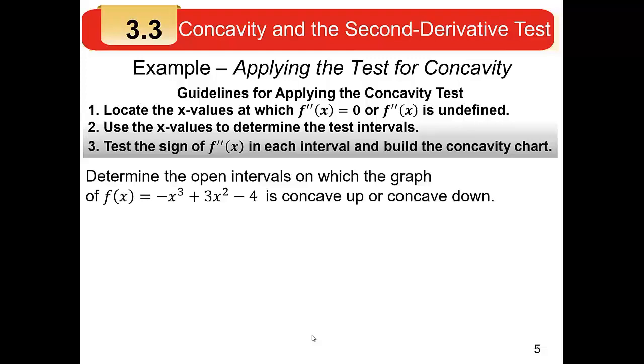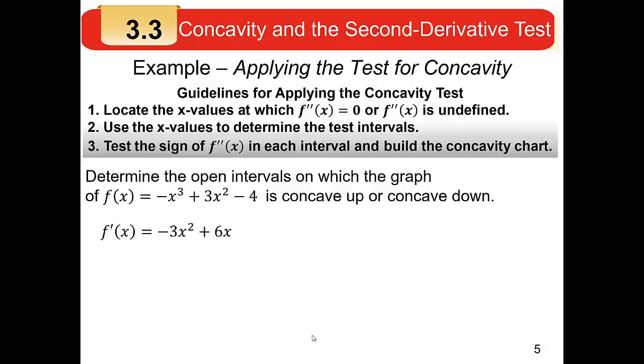Suppose I ask you to find the open intervals on which the graph of f of x equals minus x cubed plus 3x squared minus 4 is concave up or concave down. This is a simple polynomial function. As we've talked about all semester, whenever you're dealing with polynomial functions, everything works out nicely. Derivatives are easy. There aren't any values where the derivatives are undefined, so you don't have to worry about that, only where the derivatives are 0. So a polynomial function is the perfect example to start off with as a very basic problem to see if you understand the concept.